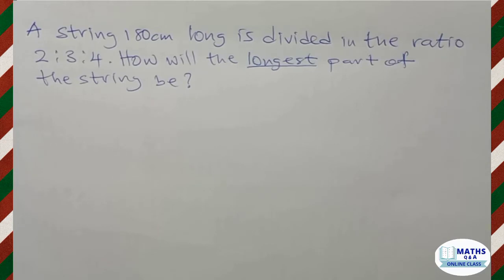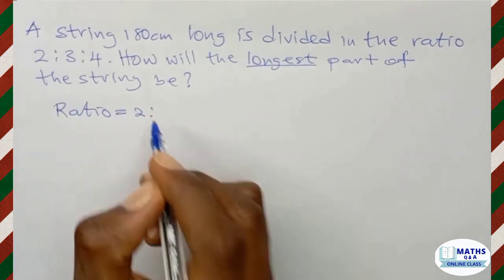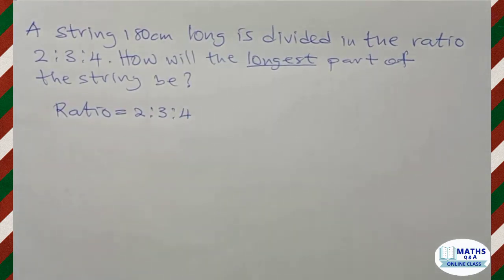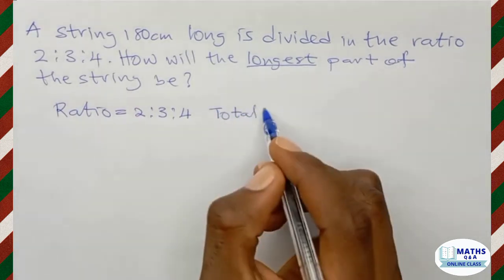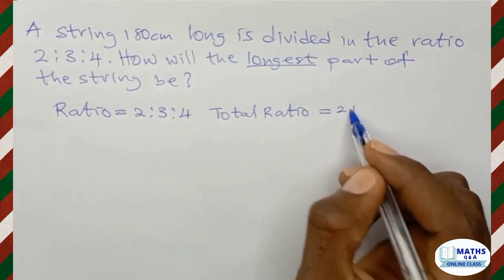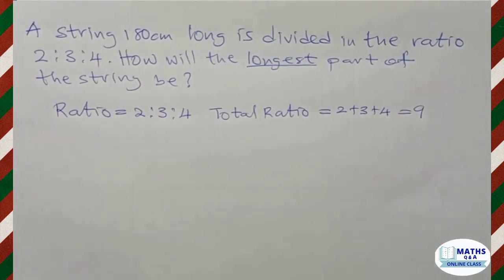So in this question, we are looking for the longest part of the string, and the string was divided in ratios. Now the ratio given is 2:3:4. So we first have to find the total ratio. So total ratio is 2 plus 3 plus 4, and that is giving us 9. So 9 is the total ratio.